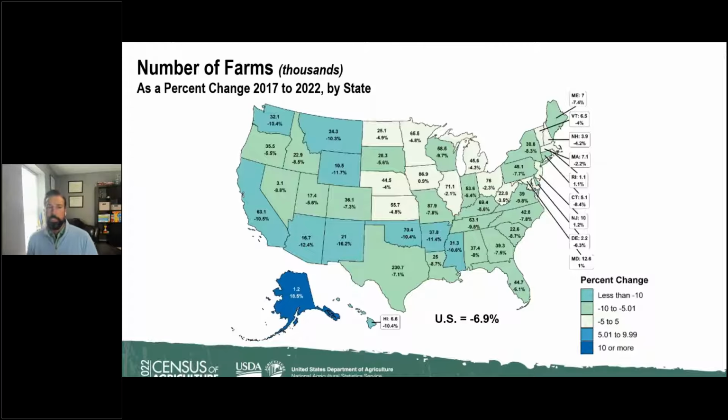Looking at the percentage change by state in farm numbers, we saw decreases in the majority of states. Most had declines greater than 5%. There were a few exceptions where farms did increase, such as Iowa, which increased slightly. Next slide.